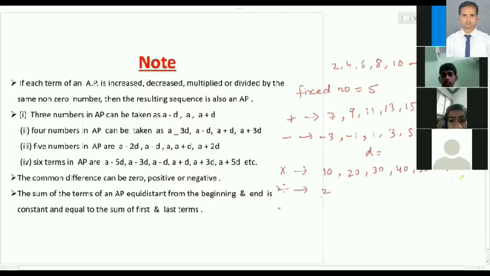First term will be 2 by 5. Second term 4 by 5. Third term will be what? 6 by 5. Fourth term will be 8 by 5. And next fifth term will be 10 by 5.